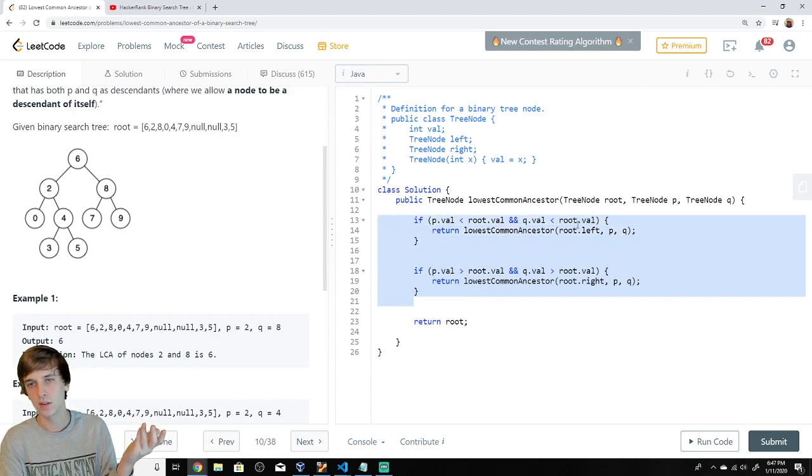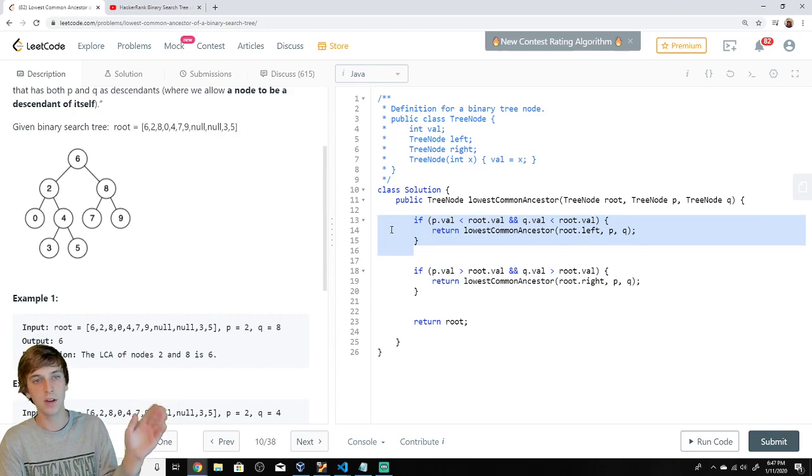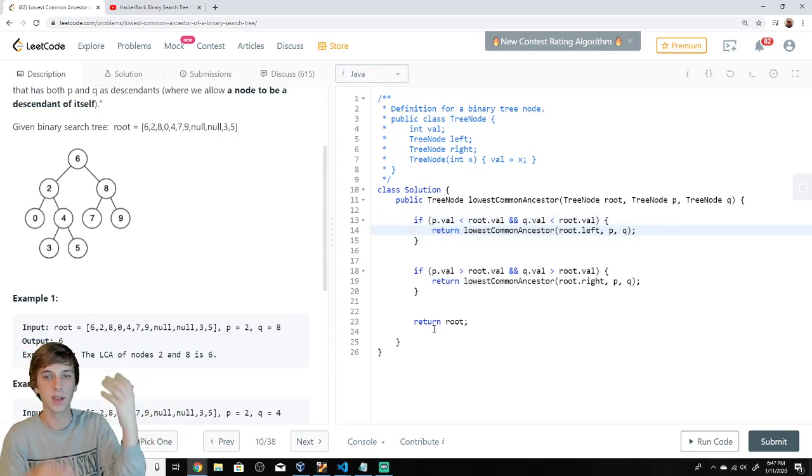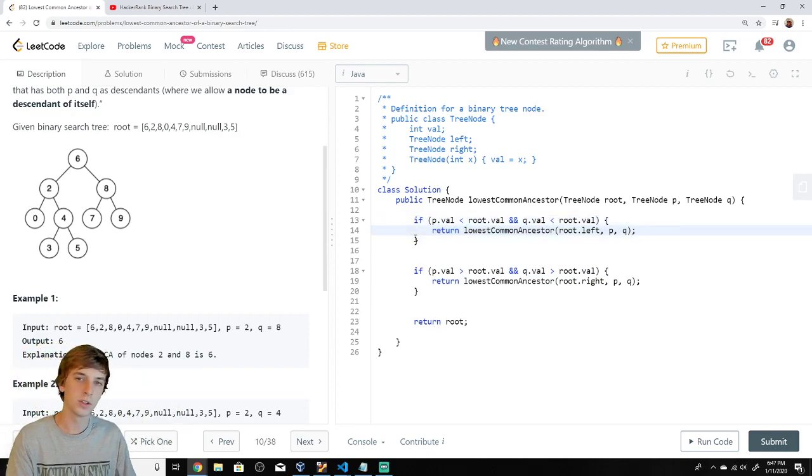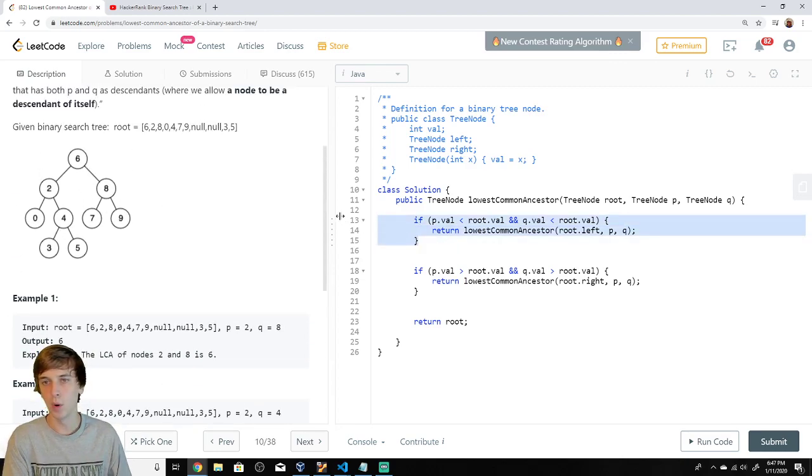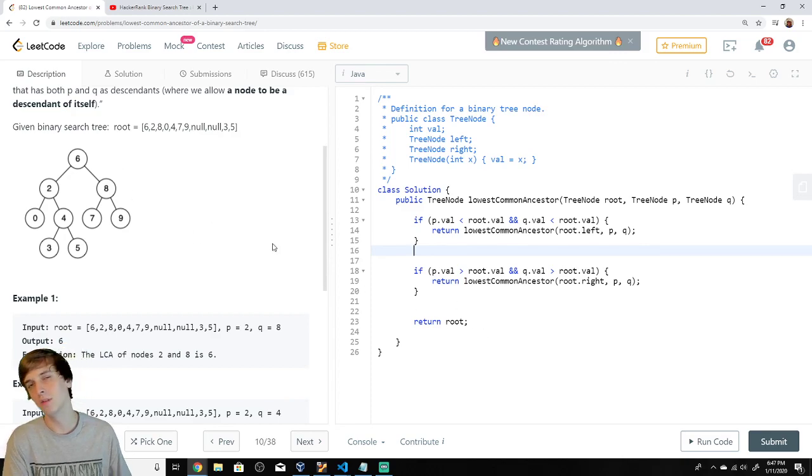If you get 2 and 8, 6 is the root. Both of them aren't on the left. Both of them aren't on the right. So it's obviously that's the ancestor. You return it. Otherwise, you traverse towards it. So like in 2 and 4, you're looking for 2 and 4. Both of them are on the left. So you traverse and you hit 2. Okay, now are both of them on the left or both of them on the right? No. So you return root 2. Boom. It's easy.